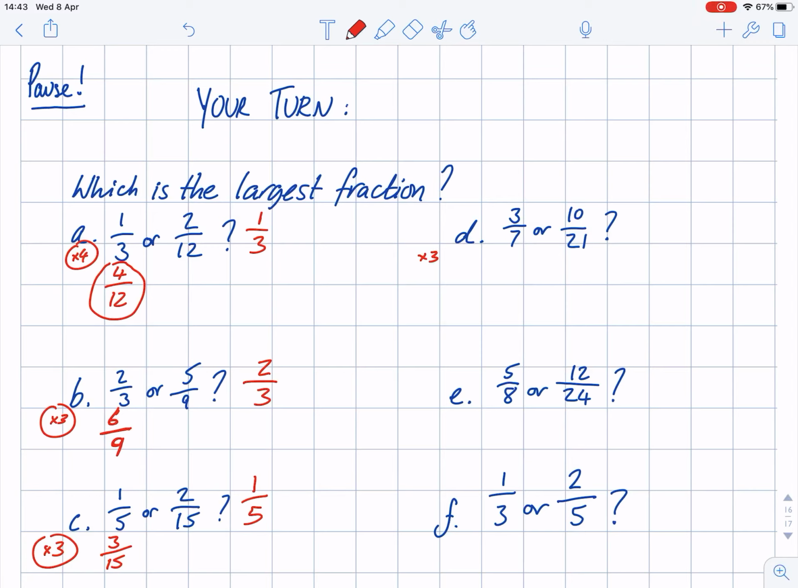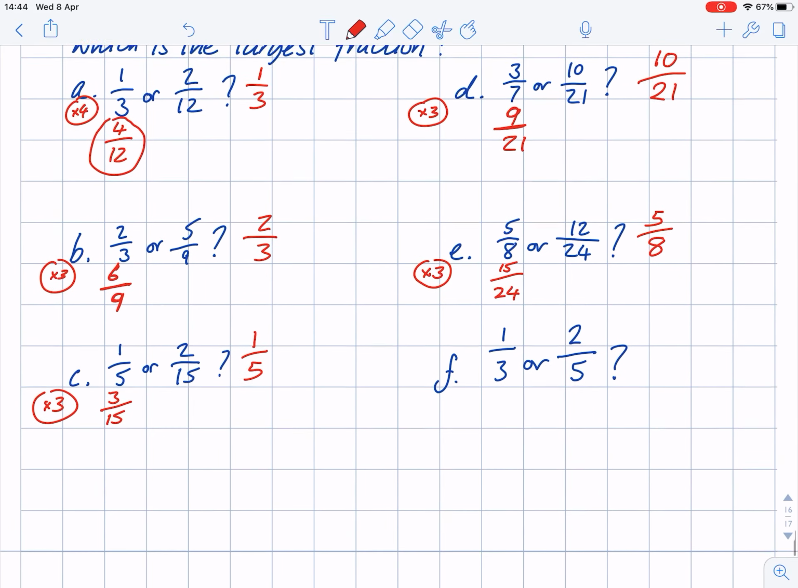God, there's another multiplied by 3. What's going on? So if I multiply this first fraction by 3, it becomes 9/21. Hooray! So this time, it's the second fraction, which is the largest, 10/21. Next one. Right, I apologise. I can't believe this one is also times 3. I didn't do this on purpose. So if I multiply this first fraction by 3, it becomes 15/24. So which is larger, 5/8 or 12/24? It's 5/8.